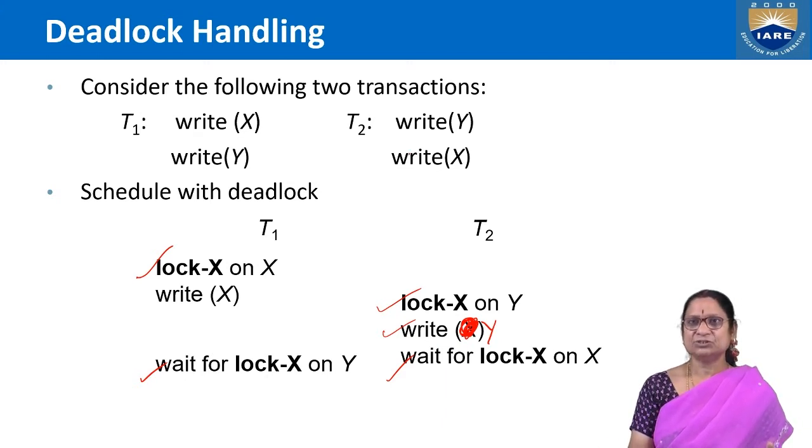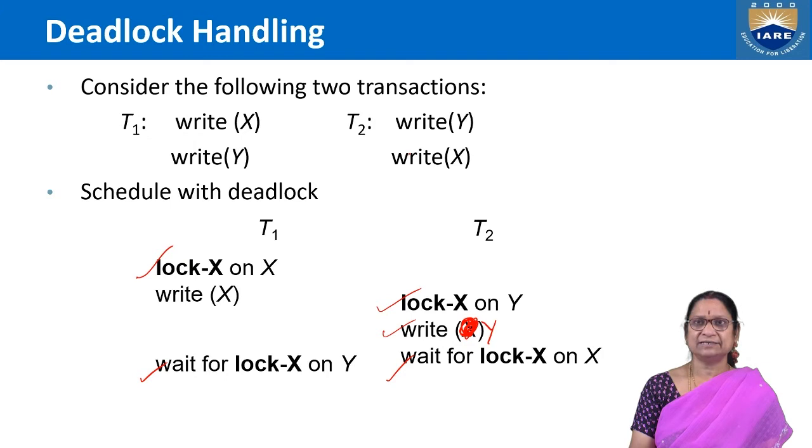Now, what is the situation? Because it is a strict two-phase locking protocol, no locks are going to be released until the transaction commits or aborts, whatever the operation may be. So whichever locks are held by T1, in this example, an exclusive lock on X was held by T1, and an exclusive lock on Y was held by T2.